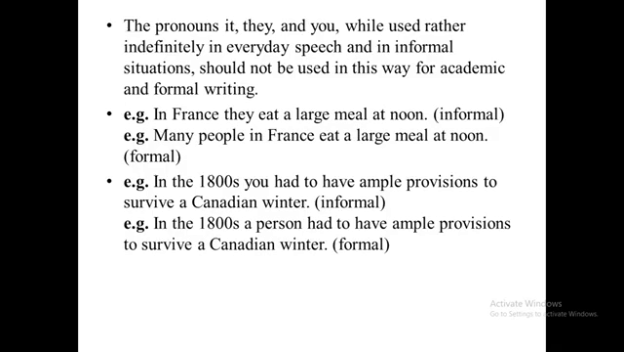So now this is informal. In the second example, in the 80s, a person had to have ample provisions to survive a Canadian winter. So now this is the thing that we are using in the first, that you had to have ample provisions, but in the second one we are saying that a person had to have ample provisions. This is the thing that how you have to use the informal way and formal way.